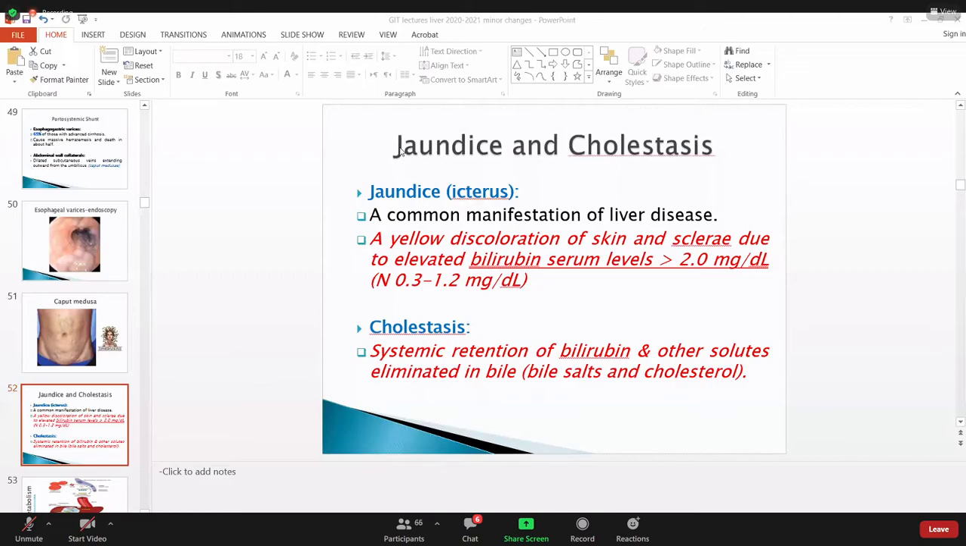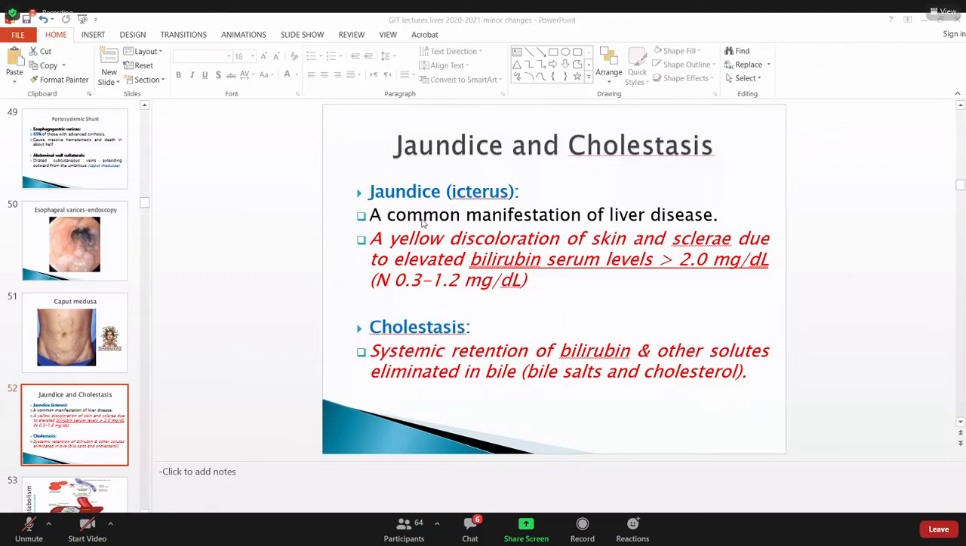Jaundice and cholestasis is the second manifestation of hepatic failure or liver failure. حكينا jaundice is yellowish discoloration of the sclera and the skin. It is a common manifestation of liver disease and usually it happens لما يصير في elevation of the serum bilirubin levels above 2 milligrams per deciliter. Normally it's between 0.3 and 1.2.